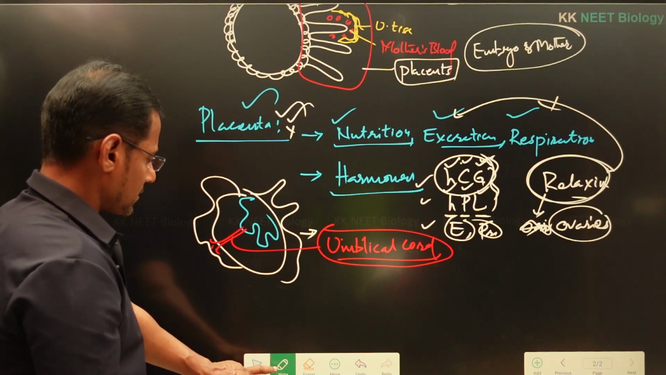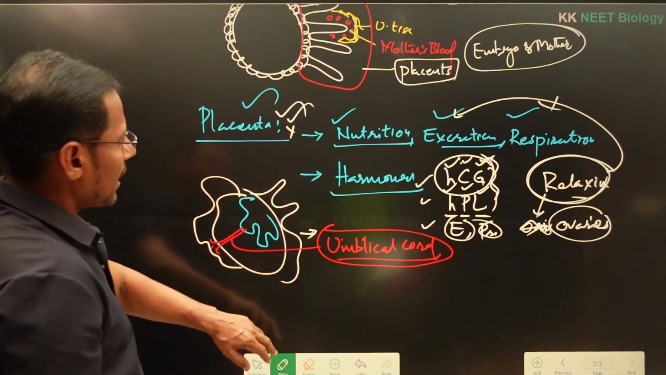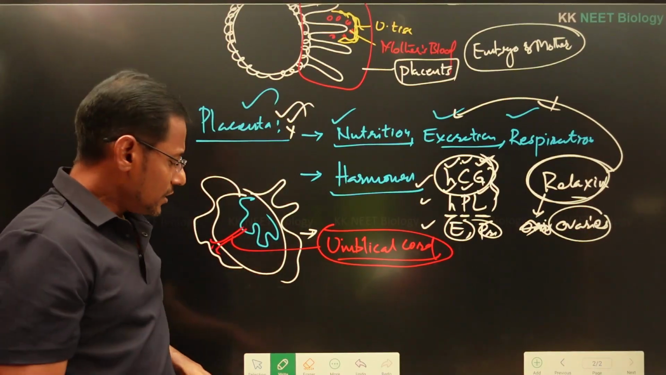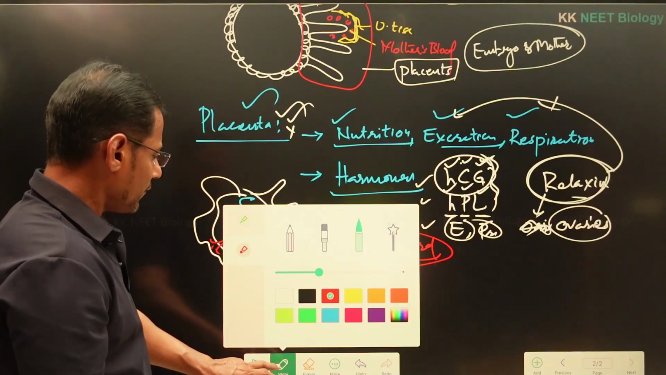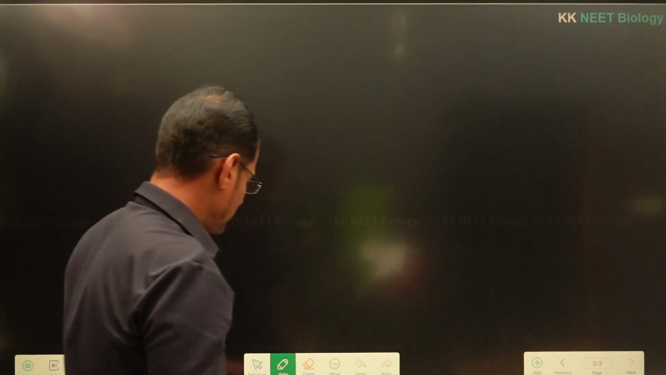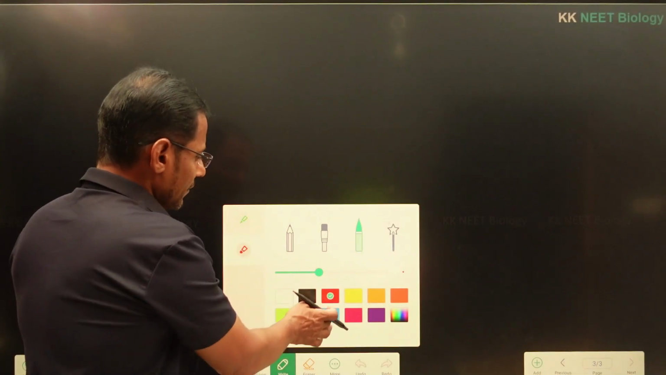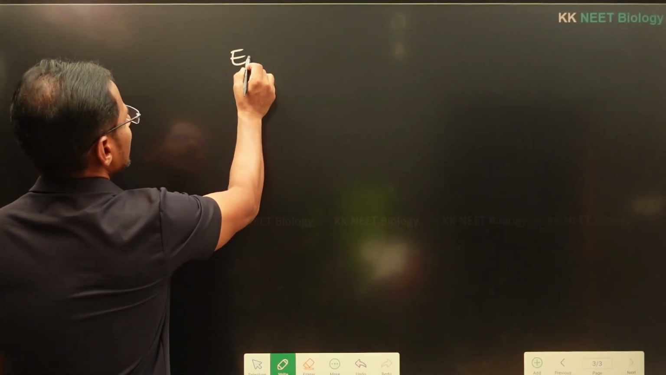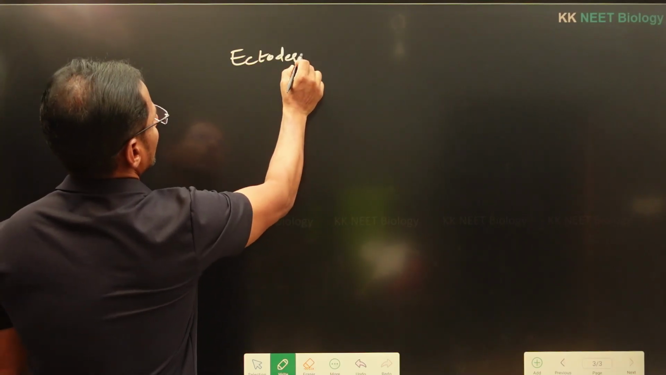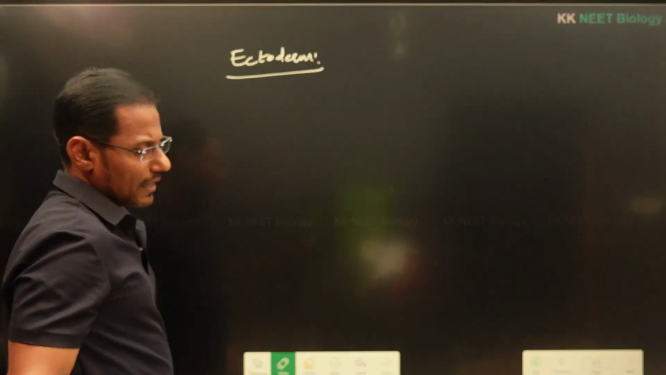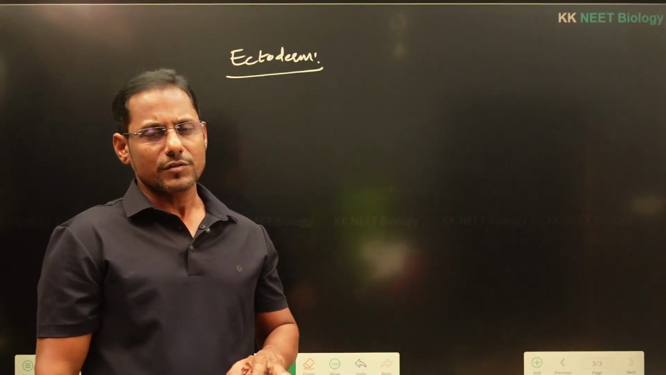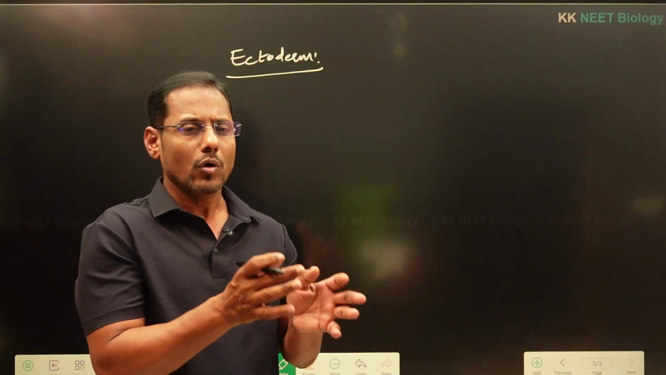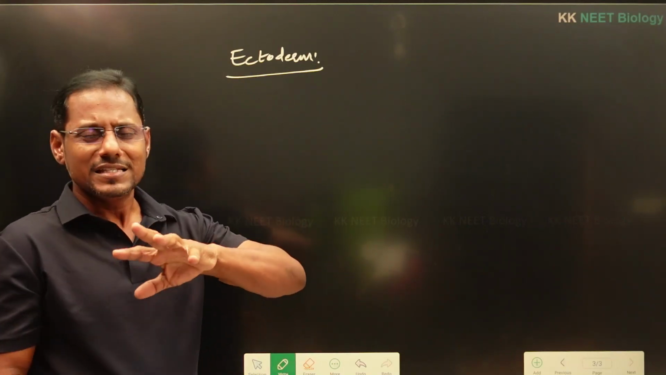Now what happens next? We are saying that the epiblast is going to generate three kinds of derms. One is ectoderm. What are the derivatives of these derms? Let us see. There are so many organ systems present in our body, and they are developed from these three germinal layers.